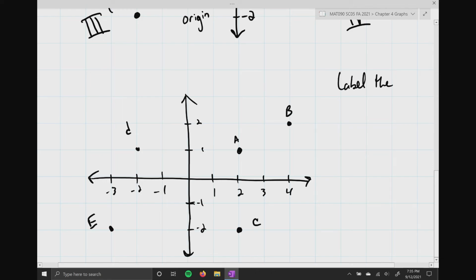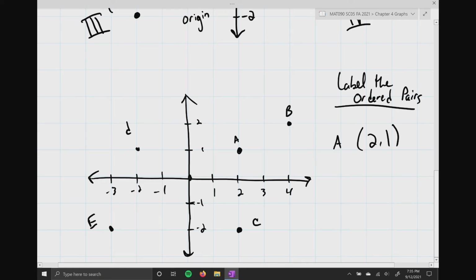Label the ordered pairs. So if you want to, go ahead, pause the video. Label what A is, what B is, what C, D, and E are respectively, and then you can unpause it to see if you're correct. But what I'm going to do right now is just go ahead and start labeling them. So point A is going to be (2, 1). And that's because I started at the origin, I went 2 units to the right, and 1 unit up. Okay? So that's the first one.